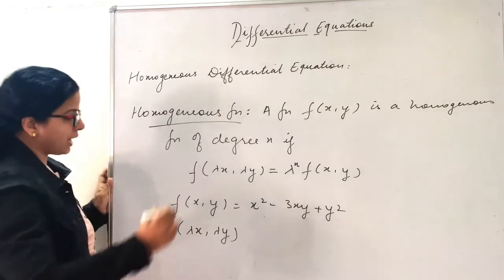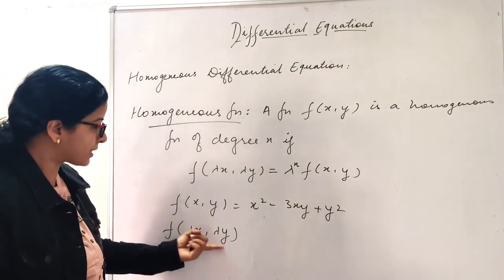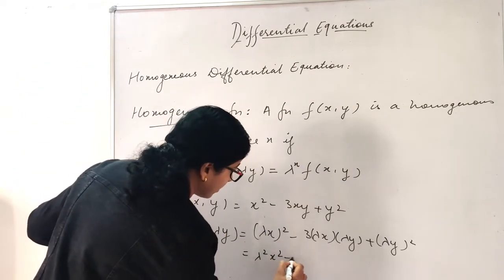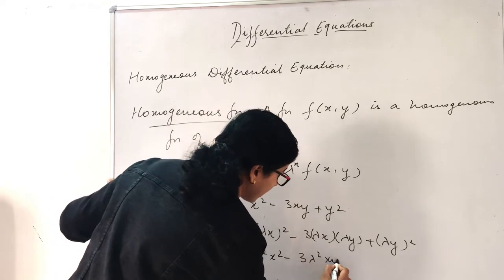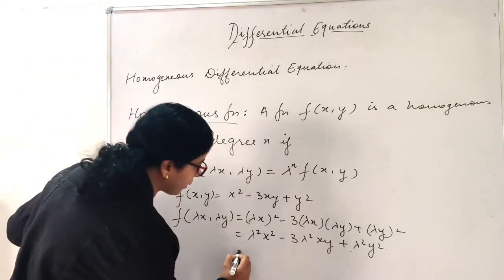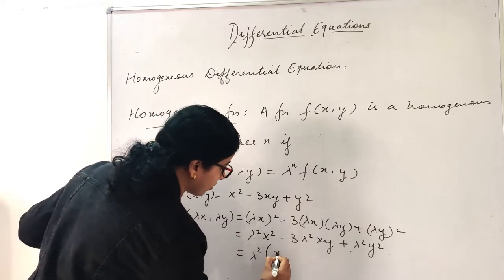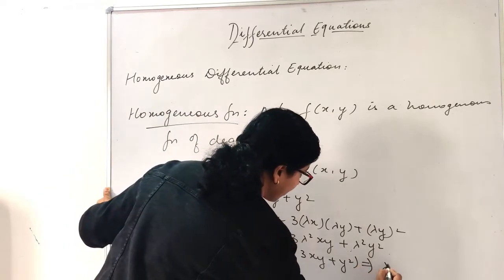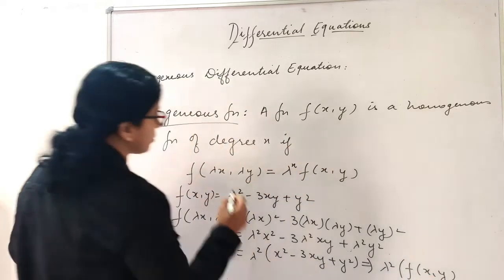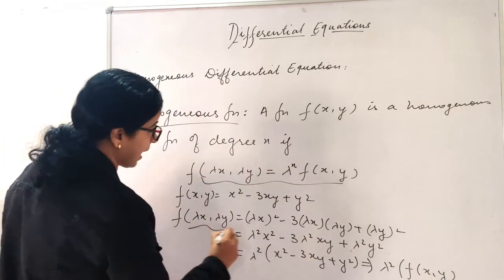So what I will do, I'll replace x and y by lambda x and lambda y. So it will become lambda square x square minus 3 lambda square xy plus lambda square y square, right? So now here if we check, take out lambda square common. So basically what I am getting here is lambda square f(x, y), right? So look here, this and this part.